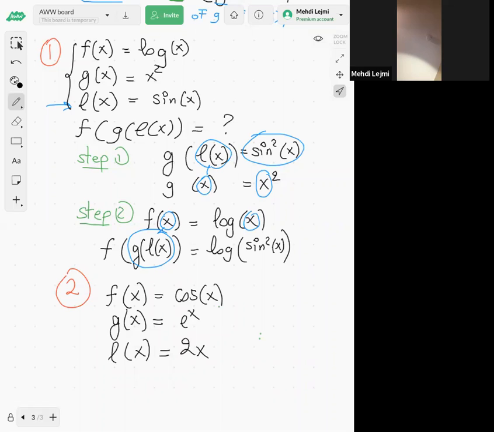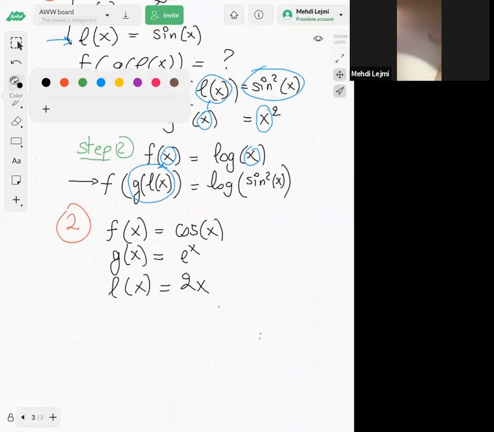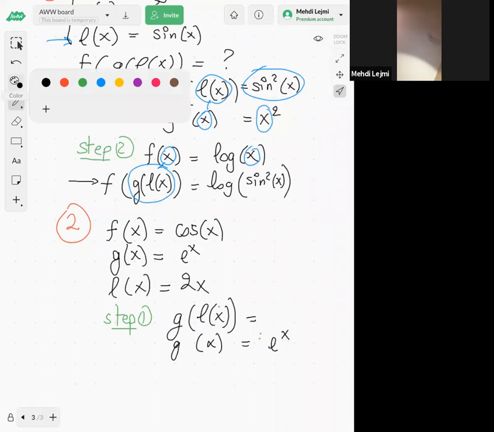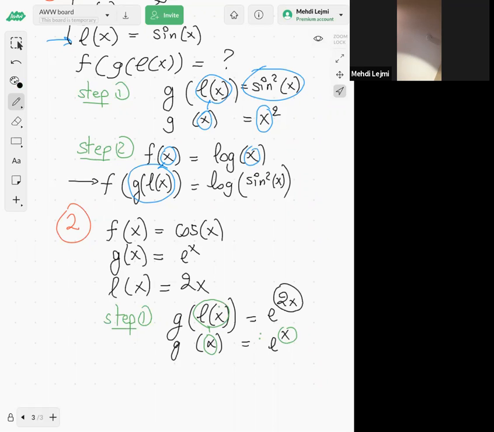If you want to compute f of g of L of x, first we need to find g of L of x. So step one. You know that g of x is e to the x, right? So we have to substitute x by L of x. So this x here by the L of x. So that will be e to the L of x. So that will be e to the 2x. All right. That's my g of L of x.